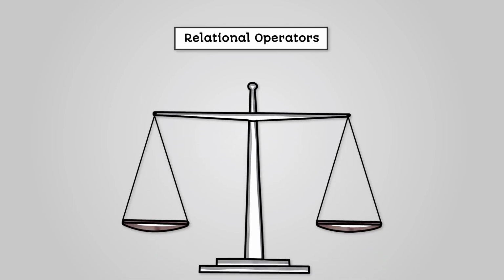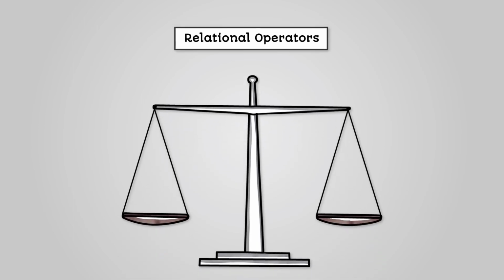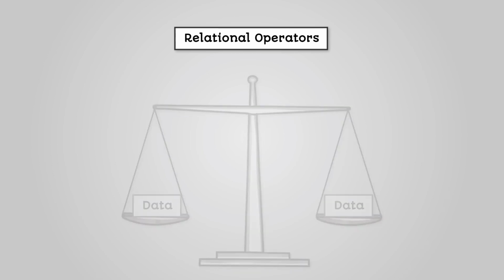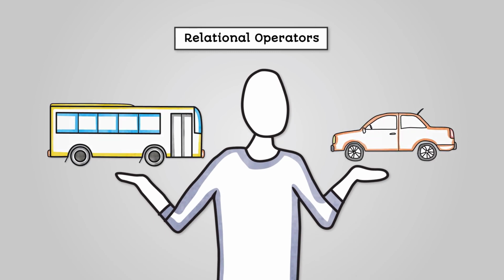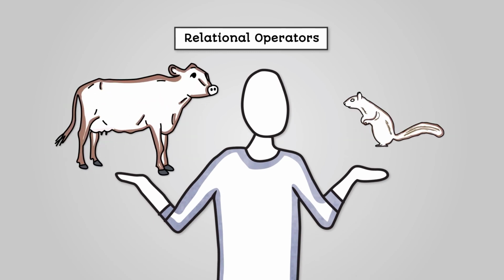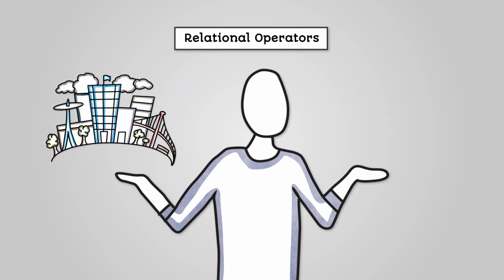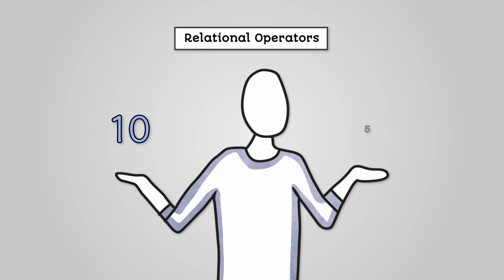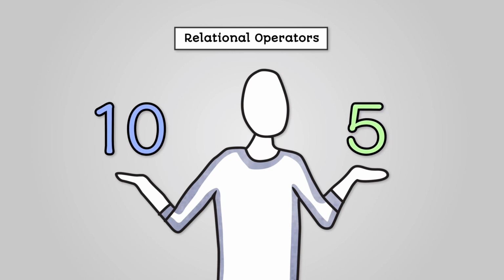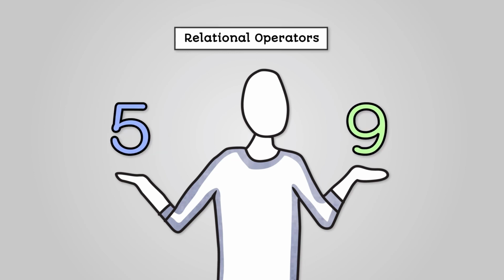A relational operation is carried out when we want to compare one data value against another. They let us ask our program simple yes or no questions. For example, is a bus bigger than a car? Yes. Is a cow faster than a squirrel? No. Is Manchester City better than Newcastle? Yes. Is 10 bigger than 5? Yes. Does 5 equal 9?